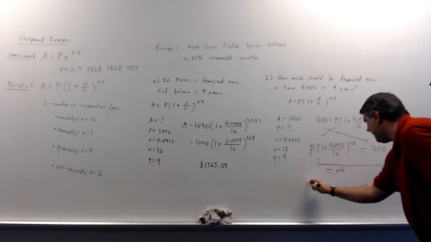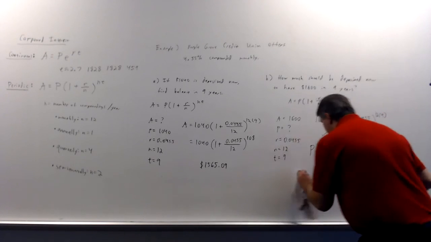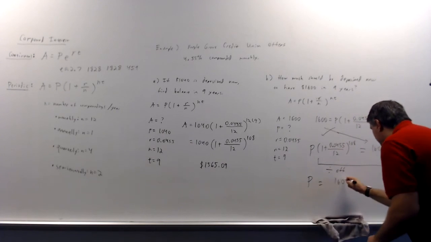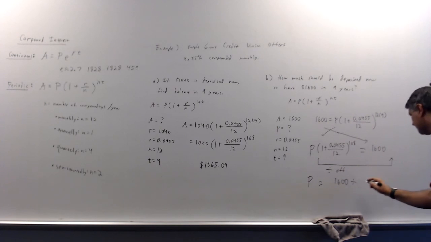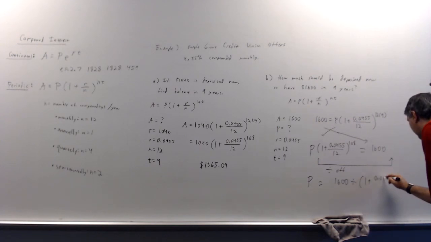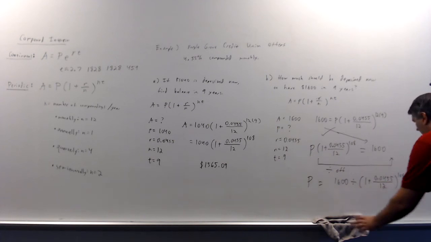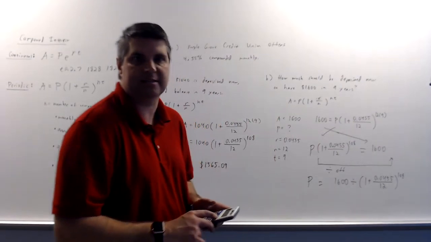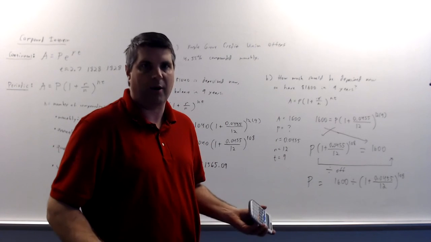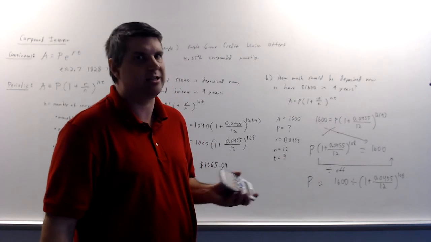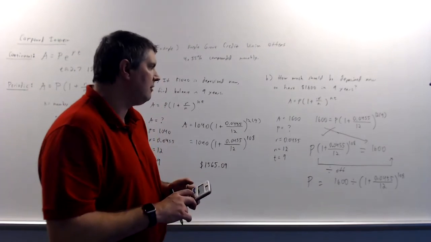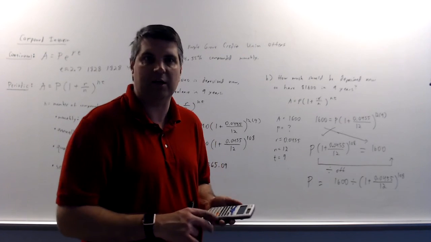So P, that looks more like a D, I'm sorry. P equals 1600 divided by 1 plus 0.0455 divided by 12, to the 108th power. If you're using a Casio and most Texas Instruments calculators, this is not a problem. If you're using one of those calculators that doesn't support the order of operations, this is a little dicey. But for those of you who are using a good calculator, this is not a problem.